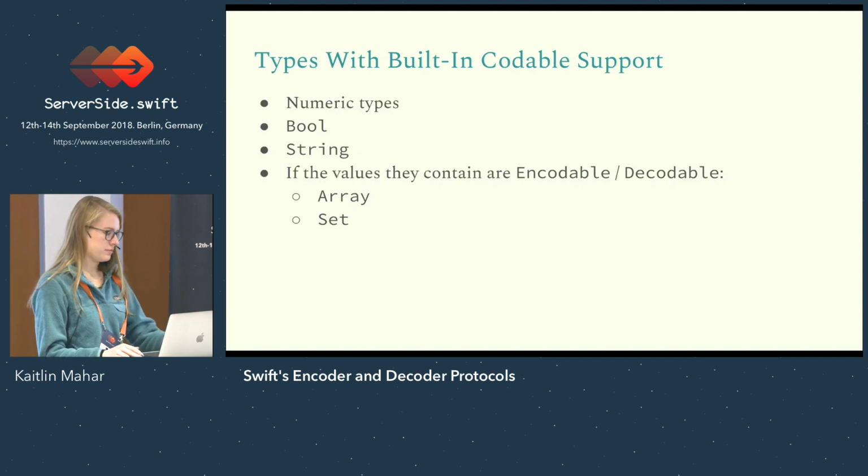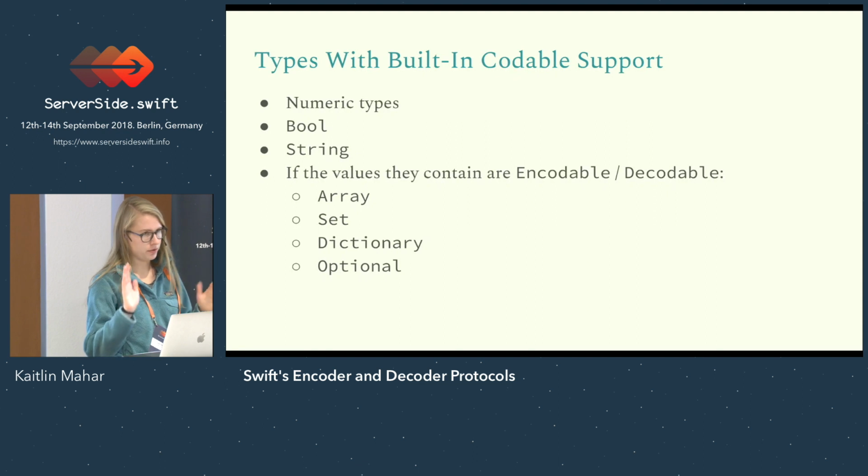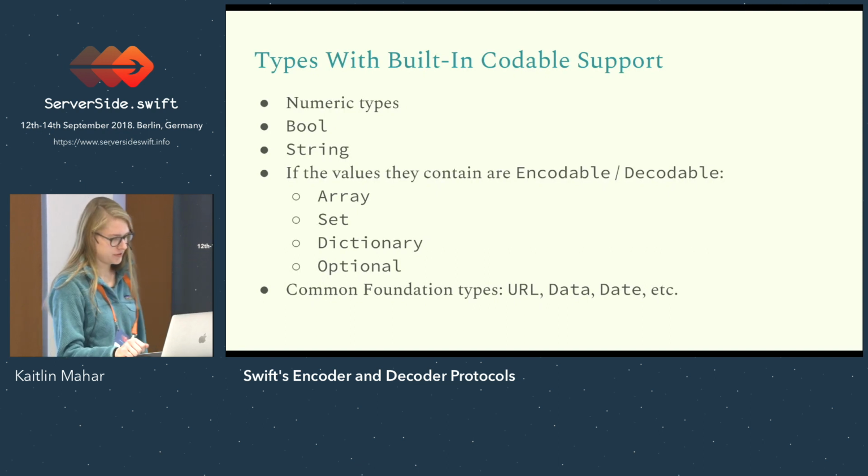We get that behavior as well with sets and dictionaries and optionals if the wrapped value is encodable or decodable. And then some of the common Foundation types, especially those that you might want to be using with, say, a JSON encoder or decoder, also have built-in support for Codable.